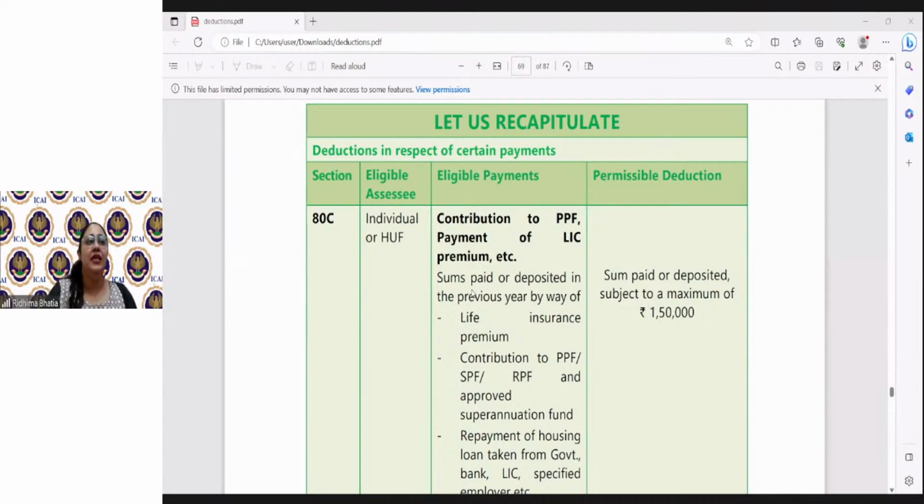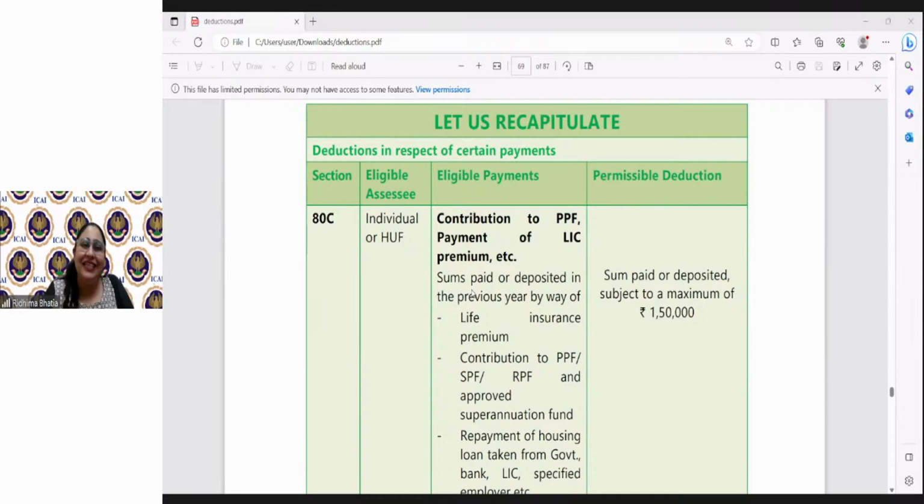Whenever you're doing any deduction, the first thing you should remember is the section number. When I talk about payments, income or investments, you should remember what type of payments, investments or income that particular section covers, to whom it is applicable, what is the maximum deduction, and then the other conditions which we have discussed respectively.